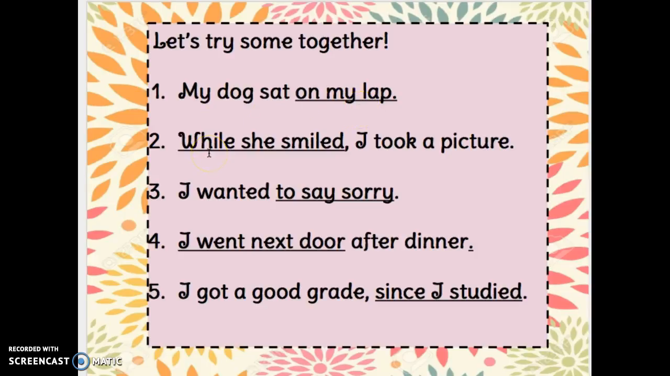The next one is, while she smiled, I took a picture. So while is a subordinating conjunction, she is a subject, smiled is a verb, therefore I know that this has to be a clause, and because of this word here, the subordinating conjunction, I know that this has to be a dependent clause.